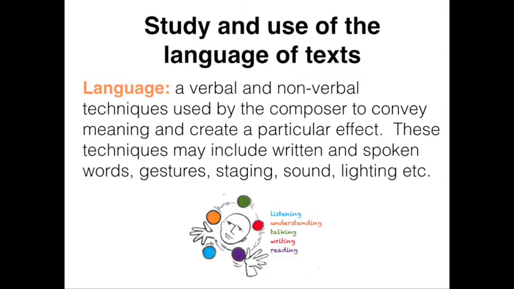You also need to consider the use of language of text. In this context, language refers to verbal and non-verbal techniques used by a composer to convey meaning and create a particular effect. The key word here is techniques. You need to know the form-specific techniques for your chosen text. These techniques may include written and spoken words, gestures, staging, sound, lighting, etc.